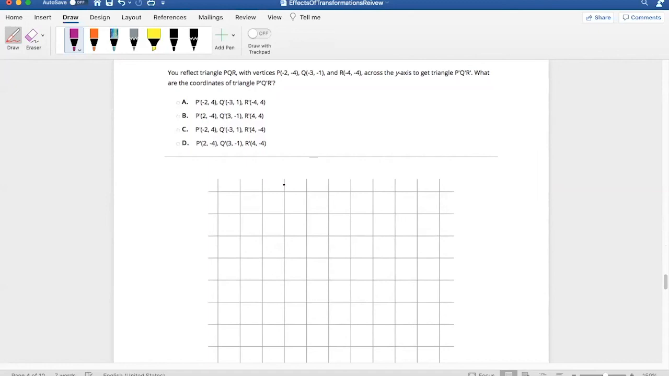All right, this one says you reflect triangle PQR with vertices, and then we go across the y-axis to get our P prime, Q prime, R prime. What are the new coordinates of the triangle? Well, we can take a look at that. Maybe if we just graph it out. I'm going to give myself enough room here since we're in the negatives. So let's say there's our X and Y axis.